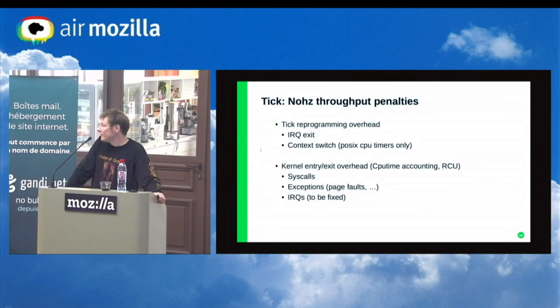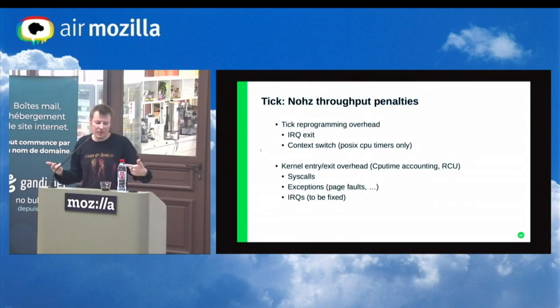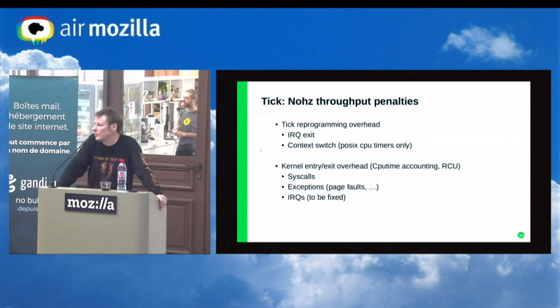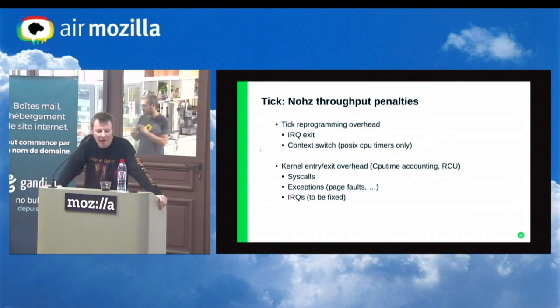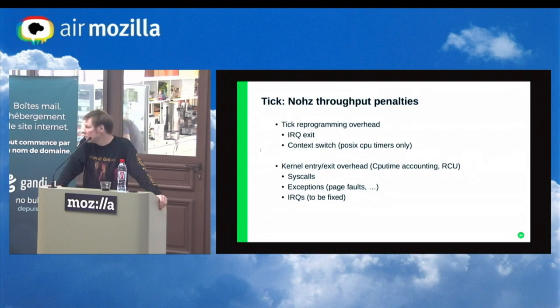Yeah, so the first overhead is the tick reprogramming, because even if you disable the tick, it might still fire from time to time if something requires it, like if you have some queued timer somewhere. And also on context switch, if you have POSIX CPU timers running. But really, this is a shame. If you enable no Hertz full, you really don't want POSIX CPU timers anyway.